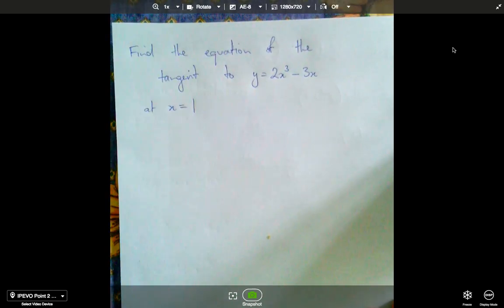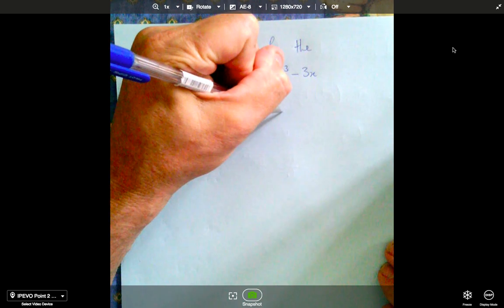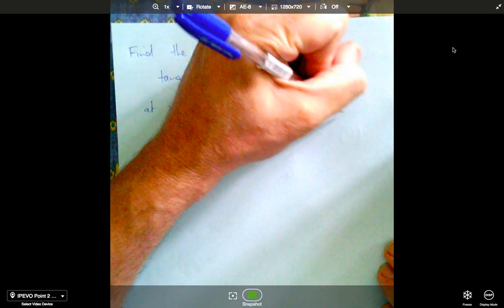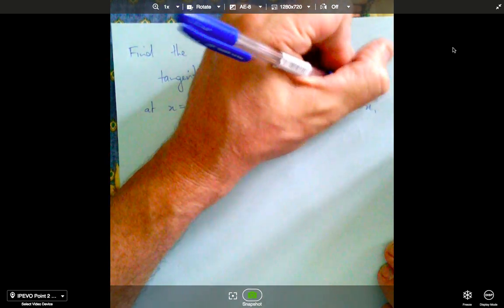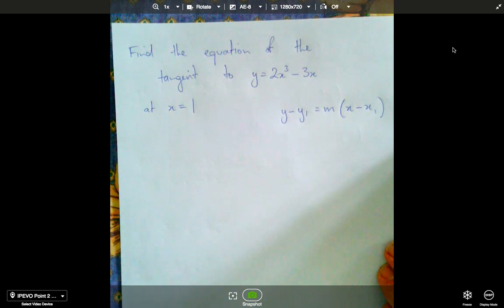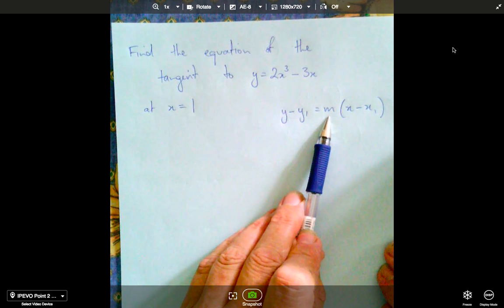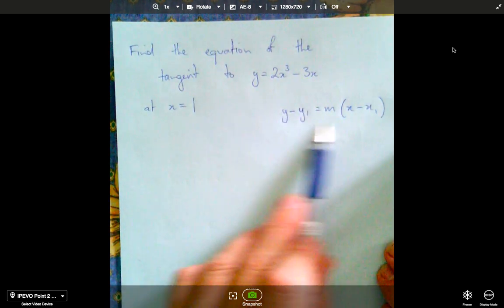So at this stage, one of the questions that you should be able to do is find the equation of the tangent to y equals 2x cubed minus 3x at x equals 1. There's a few things we need to know for this, and the main one is that any equation of a straight line is y minus y1 equals m outside of x minus x1. So this is like the point gradient formula. If we've got a point, x1 and y1, and we know the gradient, which we're going to get from the derivative, we can find the equation of this line.